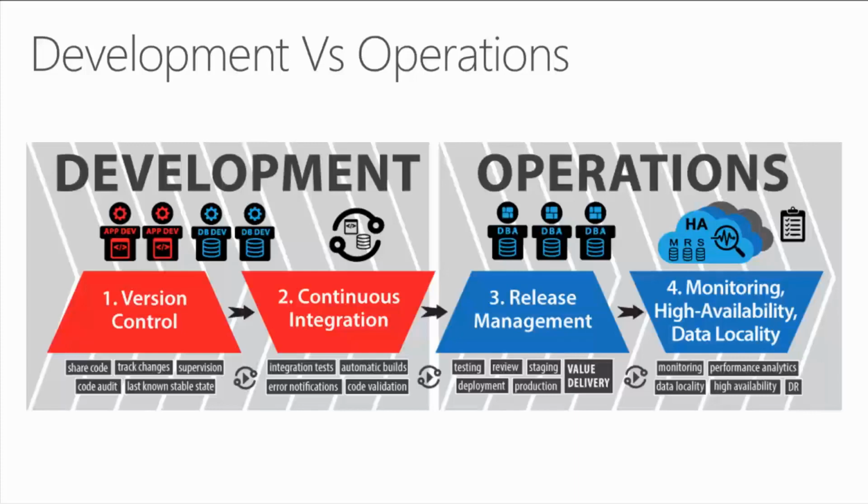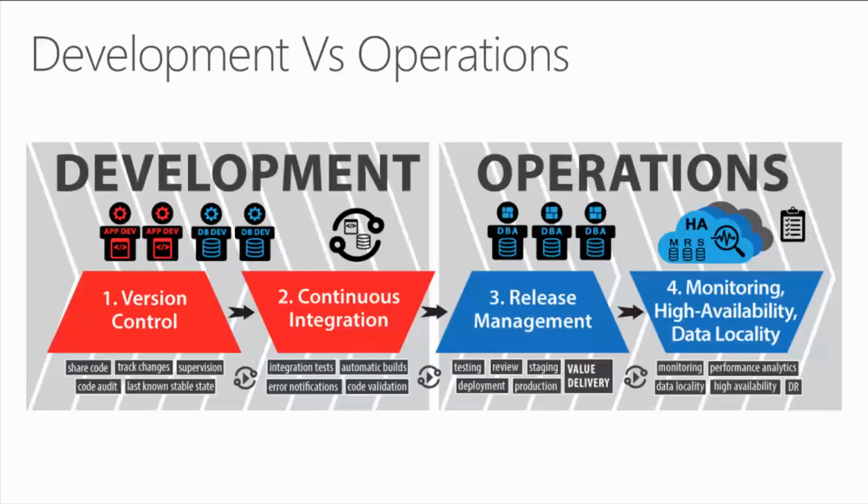So the development of the software entails primarily version control and continuous integration. So you have shared code, for example. You're tracking changes, you're supervising, you're auditing your code, and that all goes into the version control of the app development. Next, we also need to take into consideration the backend, right, or the DB, the database of the development, which is essentially the continuous integration area of software development. This is where you can do automatic builds of your software, error notifications, integration tests, code validation, and so on.